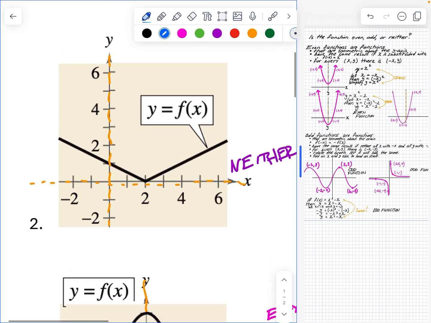So that's not true here. So notice here that I have a point right here. That would be the point 4, 1. So if I have the point -4, 1, it would be right here. So that doesn't work. Right here I have a point -1, 2. That means I should have a point 1, 2.